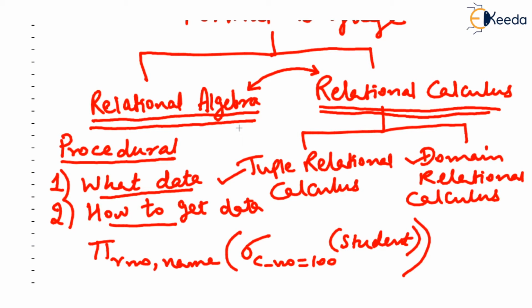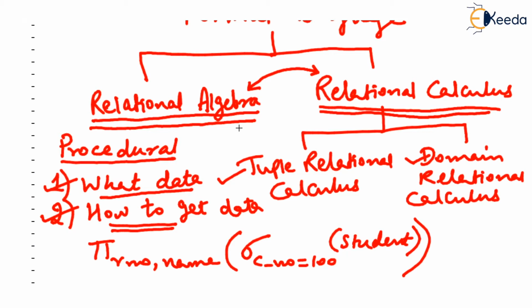So that is why this relational algebra is called a procedural language. Even when you want to specify how to get data, you may use some extended operators like join and divide, which we have seen in the past.